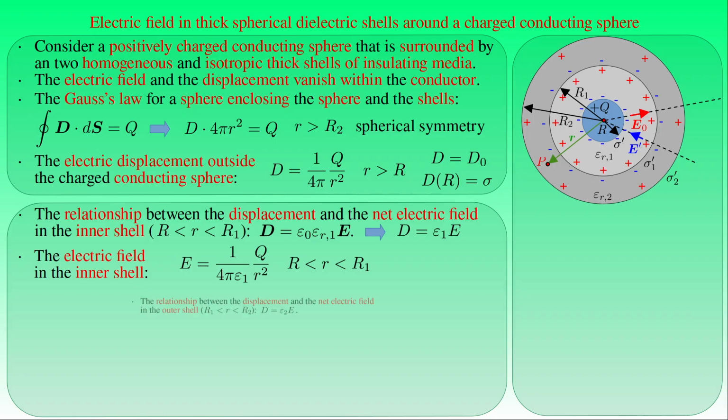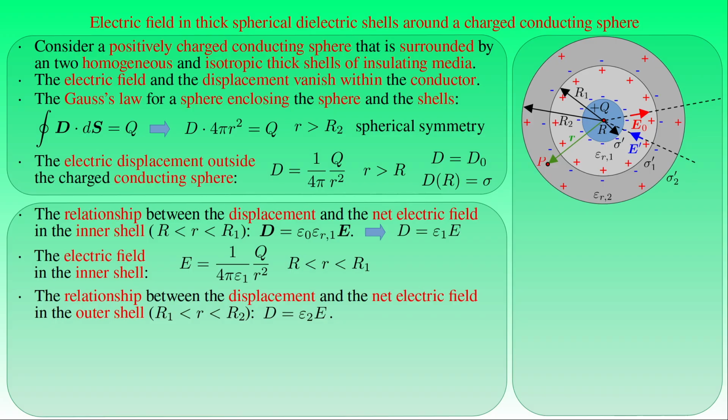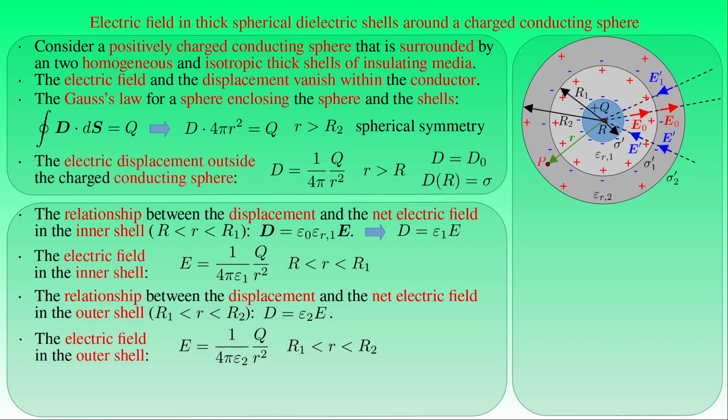We can write a similar expression for the relationship between the displacement and the electric field in the outer shell, and state that the magnitude of the displacement D is equal to the absolute permittivity epsilon 2 of the dielectric material in the shell, times the magnitude of the electric field E in the shell. Then the magnitude of the electric field strength E has the same expression as in the case of the inner shell, where the absolute permittivity epsilon sub R2 appears in the multiplication factor instead of epsilon sub R1. The net electric field in the outer shell is the superposition of the electric field E naught, the electric field E prime and the electric field E prime 1 due to the polarization surface charge density sigma prime 1 over the boundary between the two shells at the radius R1.